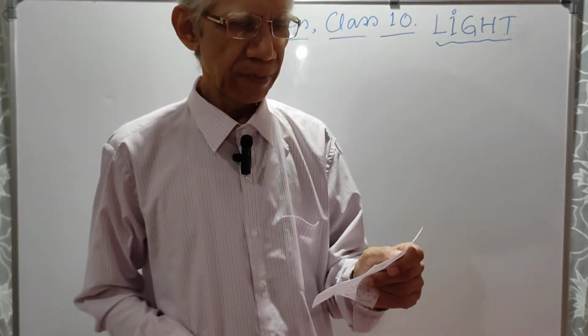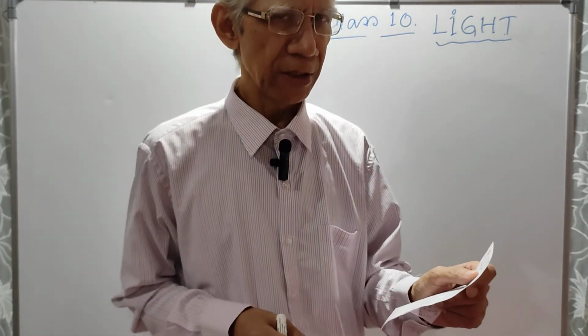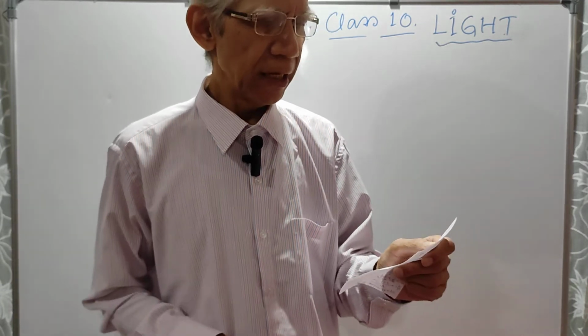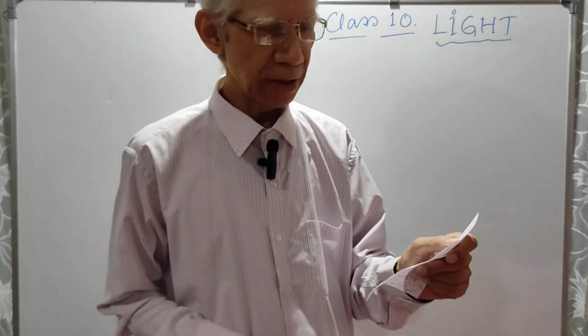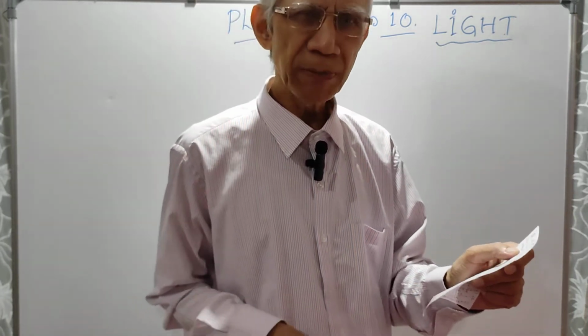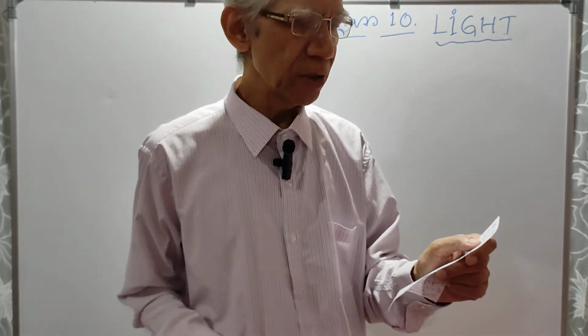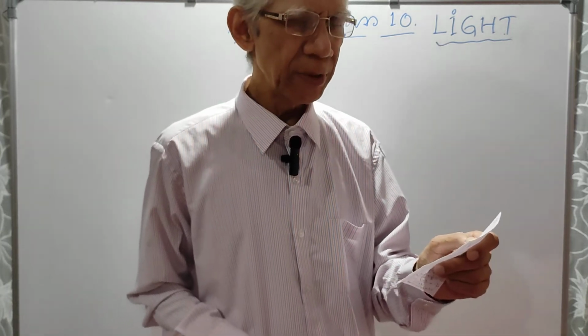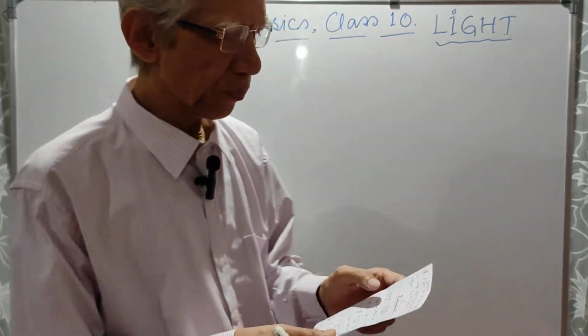A lens. Now, what kind of lens? It is not mentioned in the question. Just a lens. A lens of focal length 30 centimeter forms an image twice as large as the object. That means magnification is 2. Find the object distance. All right.